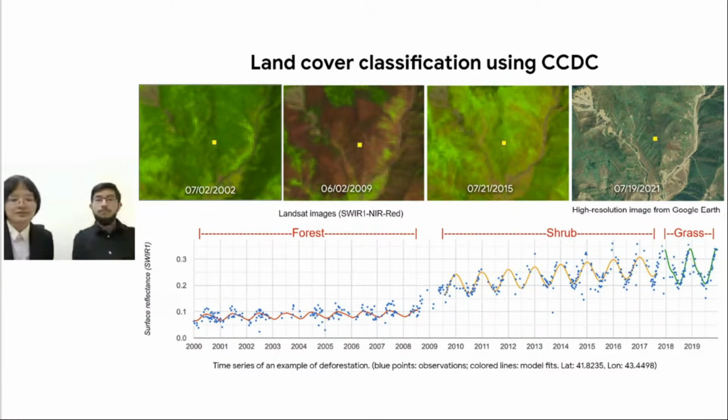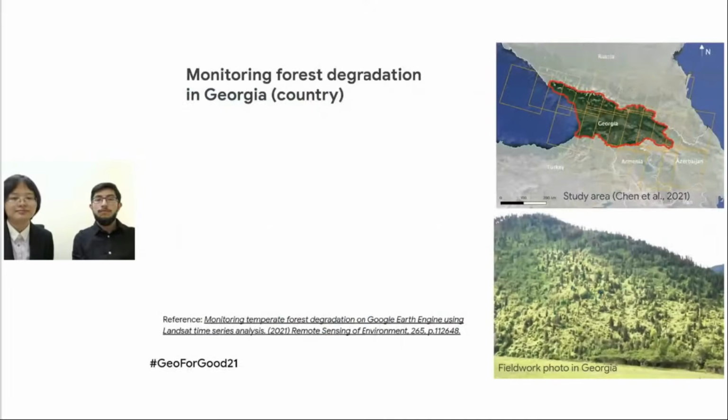And also, we can use this method to monitor land cover change, such as deforestation. So what about monitoring more subtle changes that happen within a land cover class, such as forest degradation?